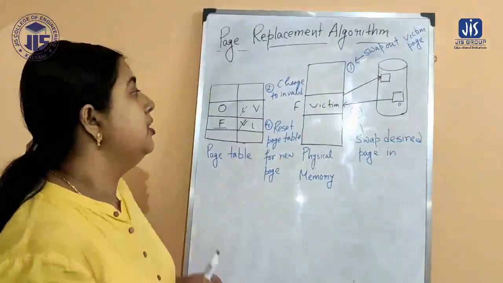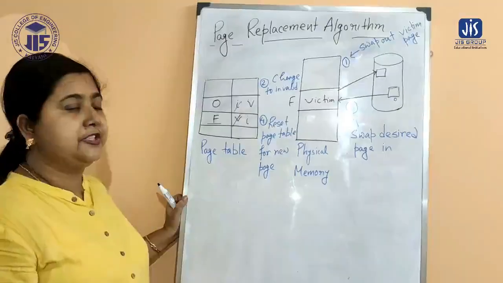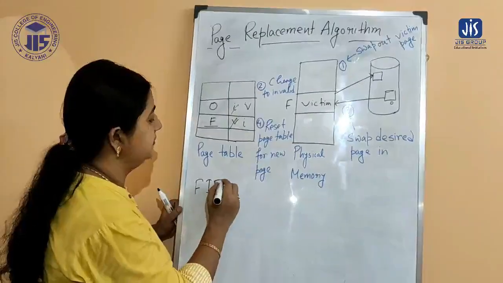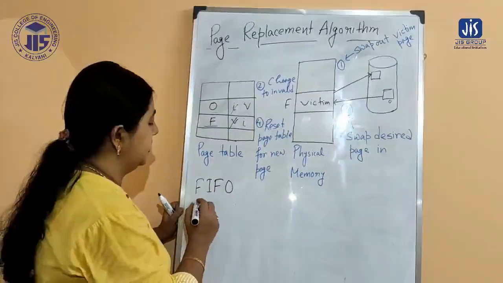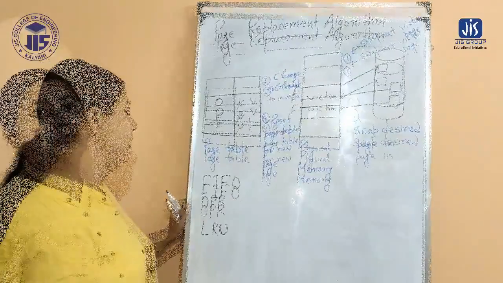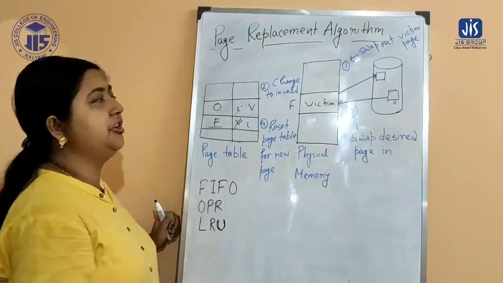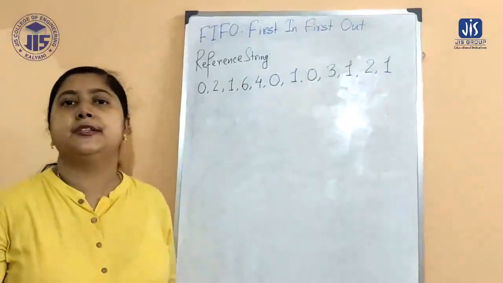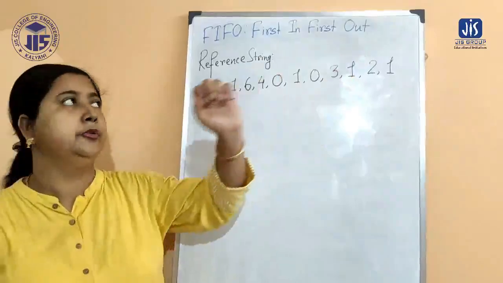Okay. Basically we have three page replacement algorithms. First one is FIFO, first in first out. Then the optimal page replacement algorithm, and least recently used. These are the three page replacement algorithms we are going to discuss. At first we are going to discuss the FIFO, first in first out algorithm.